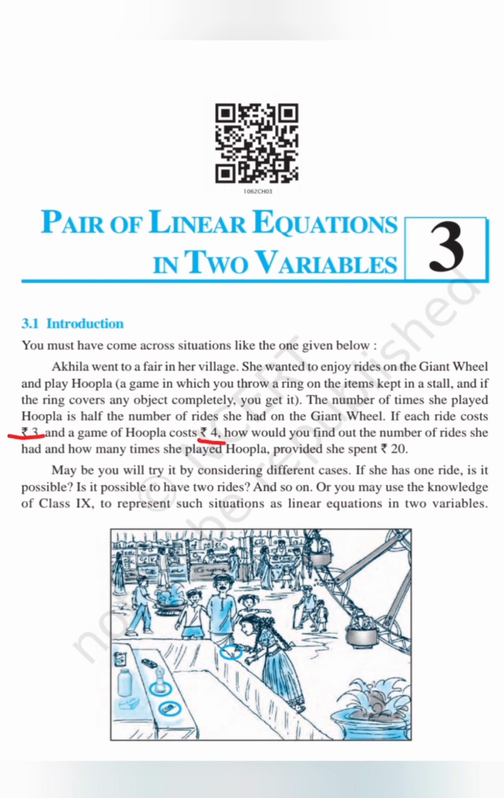How will you find out the number of rides she had and the number of times she played hoopla? The total amount she spent is given as 20. So only these conditions are given here. We'll see how to calculate the number of rides on the giant wheel and the number of games of hoopla.